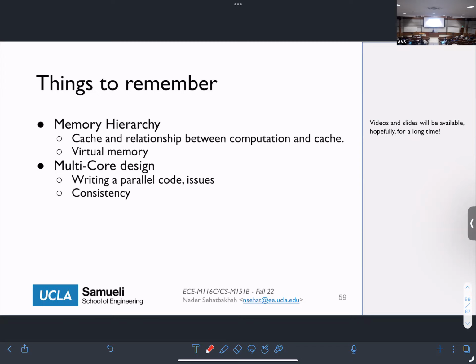And finally, the idea of how we write parallel programs and what the challenges in parallel programs are is important to remember, especially if you make a career in systems that deal with parallel programs, you will come back to these concepts a lot. So having an idea of what the coherency problem is in general and what the consistency problem is in general will help you in future to remember these things.